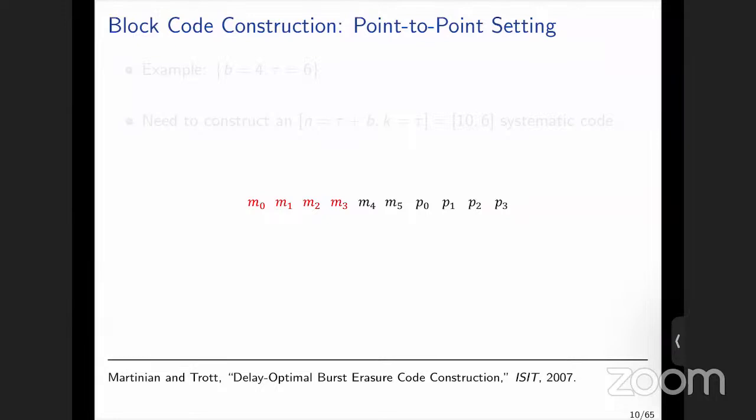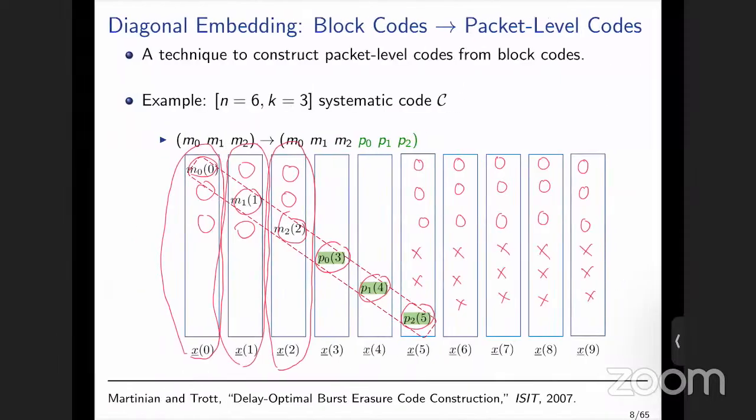Okay, so now recall that in the setting which is being discussed right now, we were talking about a point-to-point setting, right? Where there's a sender which needs to send packets to a destination, and there could be error bursts which are happening on the way. And we also said that the rate is upper bounded by tau over tau plus b. Okay, and if you go back to this diagonal embedding figure, you can see that the rate of the packet level code will be equal to the rate of the systematic code, right?